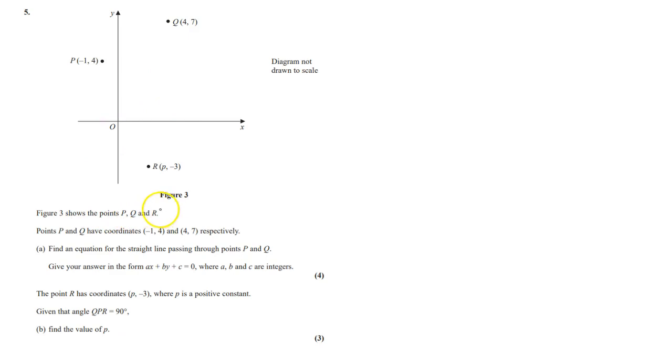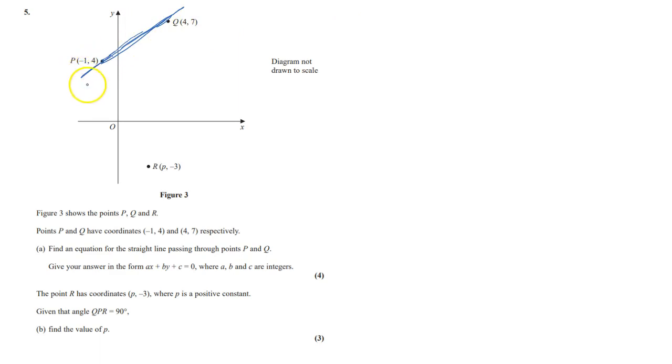This figure shows P, Q and R. The coordinates are -1 and 4, 7. Find the equation of a straight line passing through P and Q. Anyway, you got the idea.